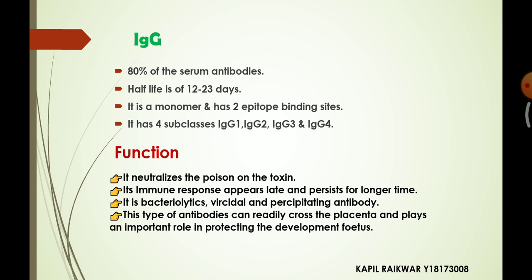The functions of immunoglobulin G are: it neutralizes poisons or toxins. Its immune response appears late and persists for a longer time. It is a bacteriolytic, versatile and precipitating antibody. This type of antibody can readily cross the placenta and plays an important role in protecting the developing fetus.